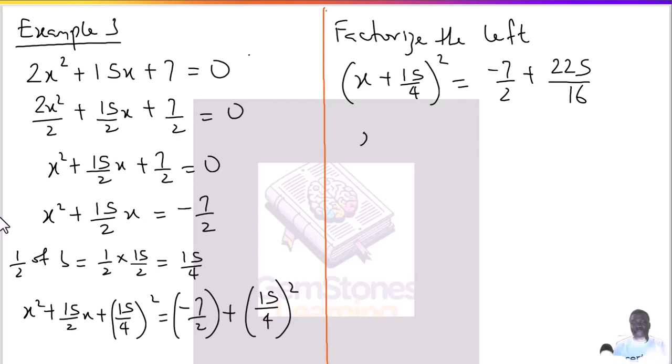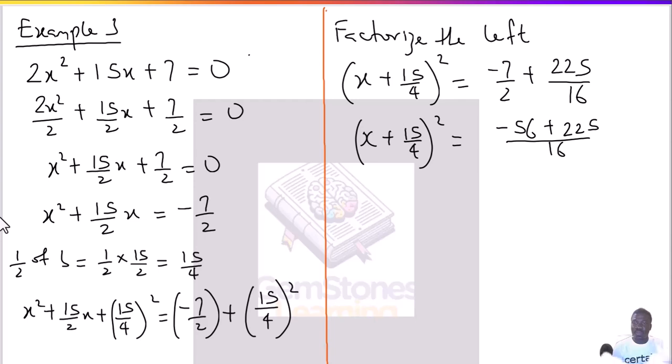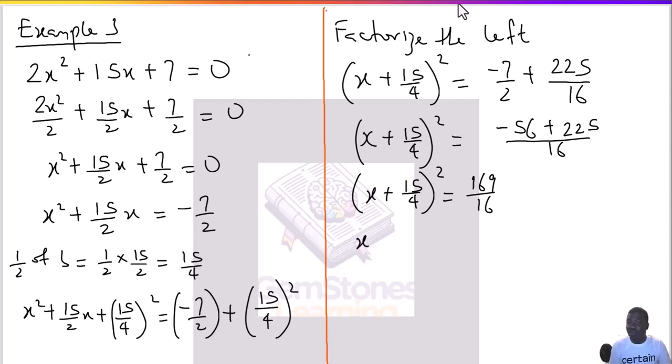So (x plus 15 over 4) all squared is equal to, the LCM here is 16. That makes it become minus 56 plus 225. So I have (x plus 15 over 4) all squared is equal to 169 over 16. Now find the square root of both sides to remove this square. So my x plus 15 over 4 is equal to plus or minus the square root of 169, which is 13, and the square root of 16 is what?